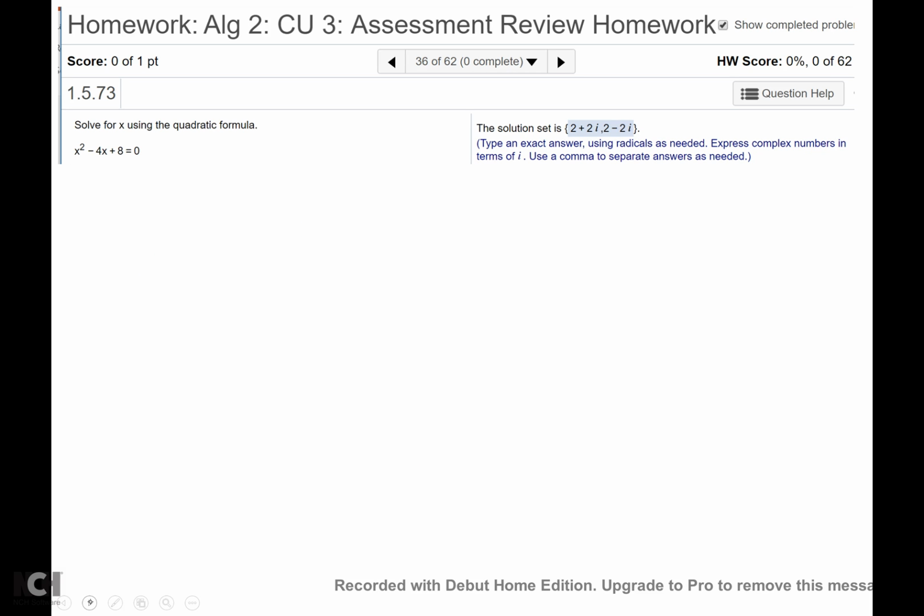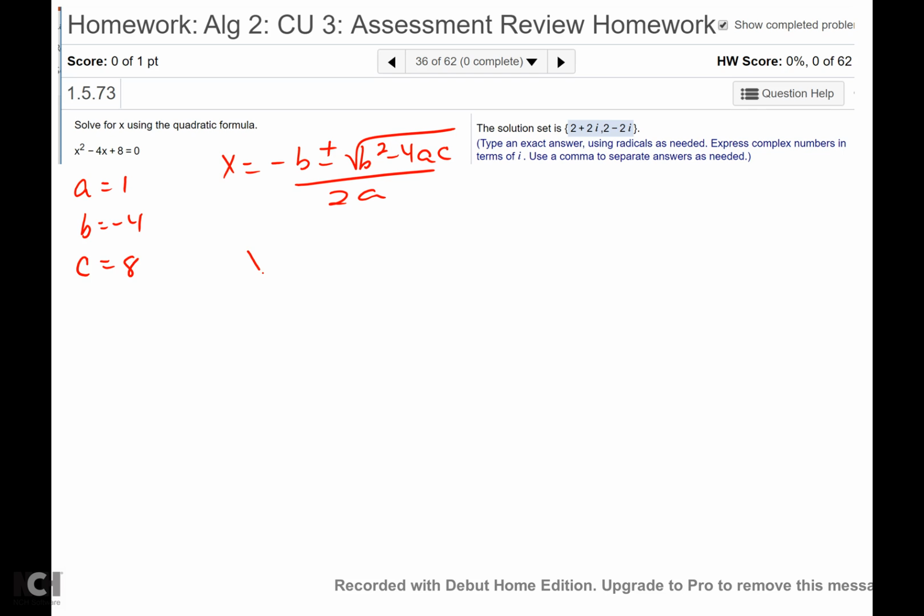Okay? Again, solve for x by using the quadratic formula. Well, a would be 1, b would be -4, c would be 8. My quadratic formula is -b plus or minus the square root of b squared minus 4ac all over 2a.